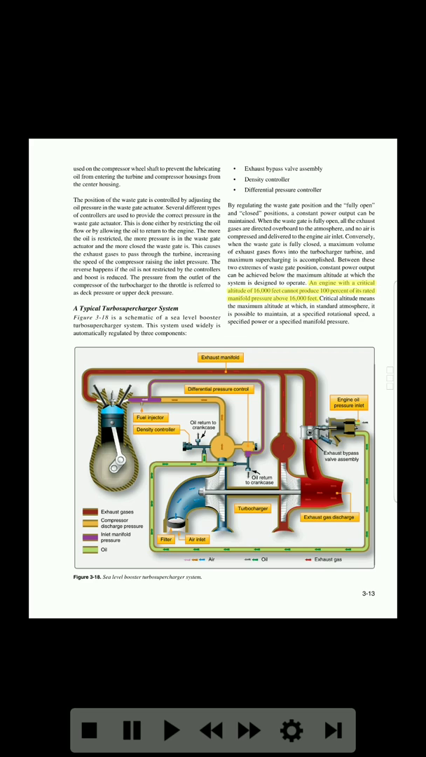An engine with a critical altitude of 16,000 feet cannot produce 100% of its rated manifold pressure above 16,000 feet. Critical altitude means the maximum altitude at which, in standard atmosphere, it is possible to maintain, at a specified rotational speed, a specified power or a specified manifold pressure.